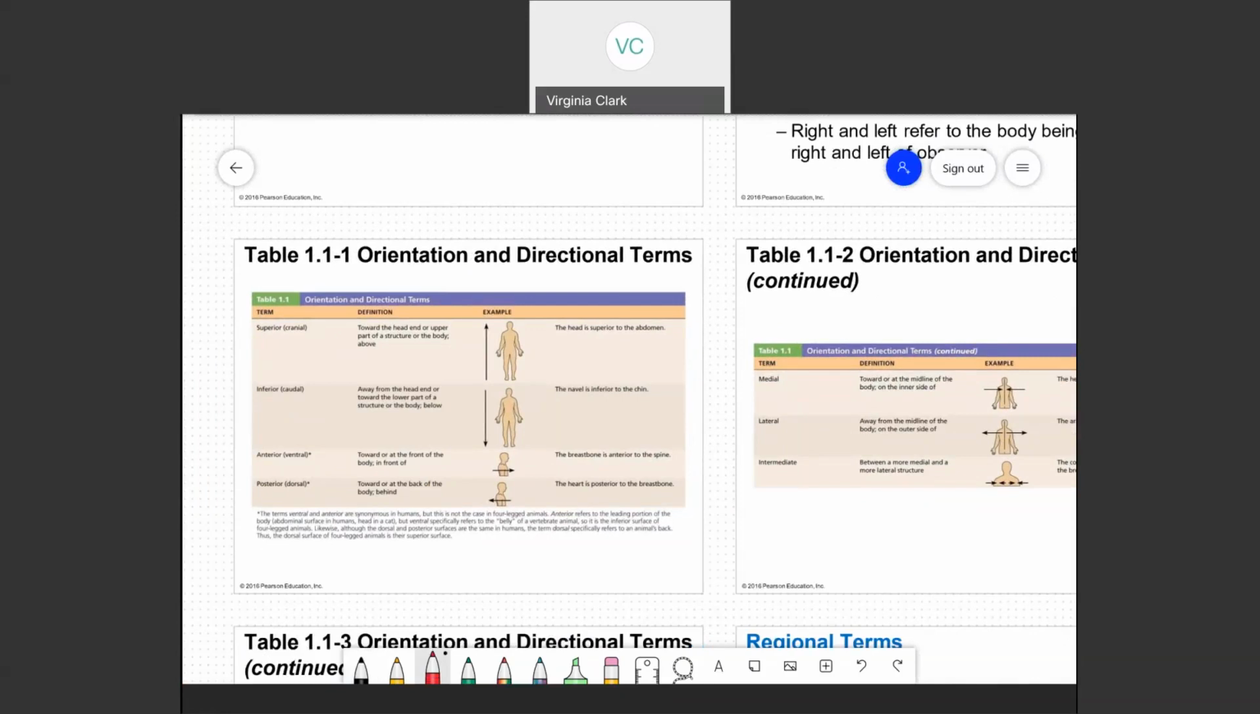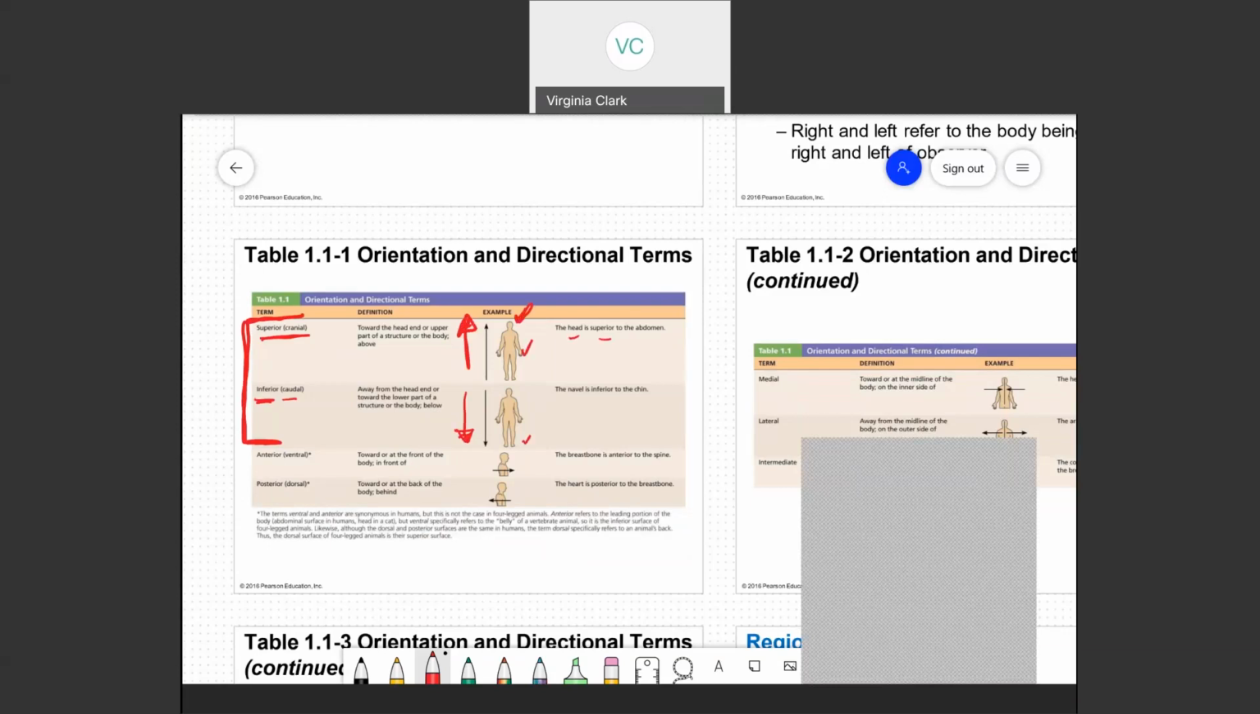So these first two go together. You're going to have your cranial, otherwise known as superior. So essentially that is going to be toward the head. You're going up toward the head. The opposite of that is inferior, also called caudal, and that would be going down or below. So you can say that the head is superior to the abdomen, because it's up here. The head is more up, whereas the feet are inferior to the head because they are more down.